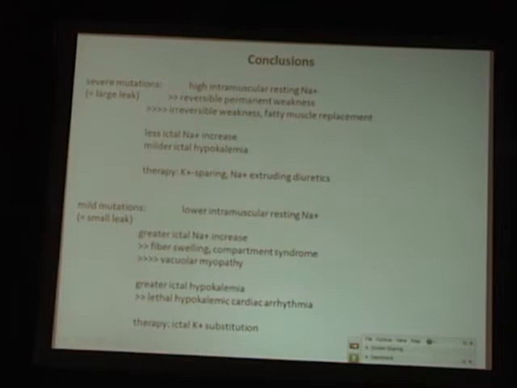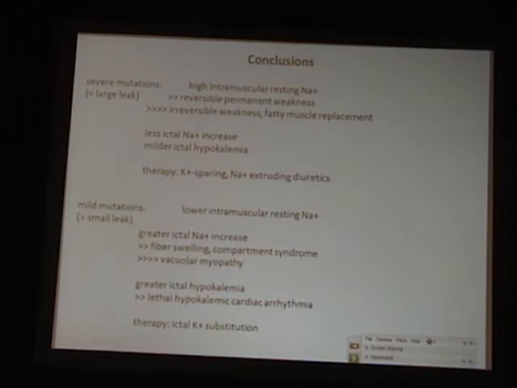As we've learned more about the channel mutations in hypo-PP that contain an omega pore, the omega pore is the additional pore that leads to an additional influx of sodium. We have learned that there are mutations with large leaks, and we have learned that there are mutations with small leaks. Mutations with large leaks lead to a high intramuscular resting sodium. You have a high intramuscular sodium intake, leading at first to reversible permanent weakness, and then irreversible weakness and fatty muscle replacement, as you have shown there.